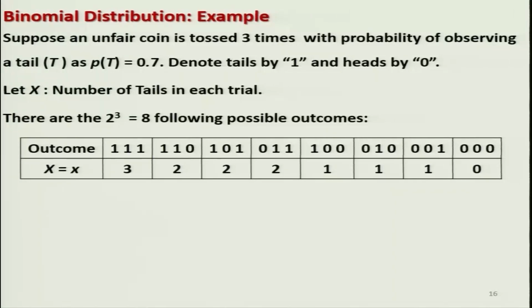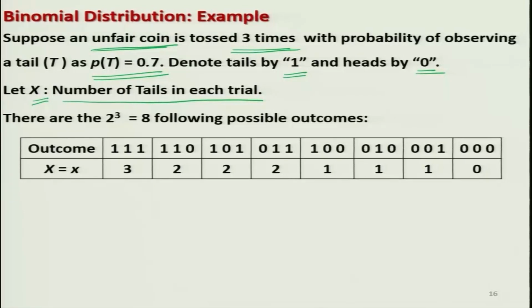So suppose there is a coin which is unfair, means the probability of head and tail are not exactly the same, but suppose the probability of tail is 0.7, and suppose the coin is tossed 3 times. So now the outcomes of the tail are going to be indicated by 1 and the outcome of heads are going to be indicated by 0. So now the unfair coin is tossed 3 times. So we try to define here the random variable as the number of tails in each trial.